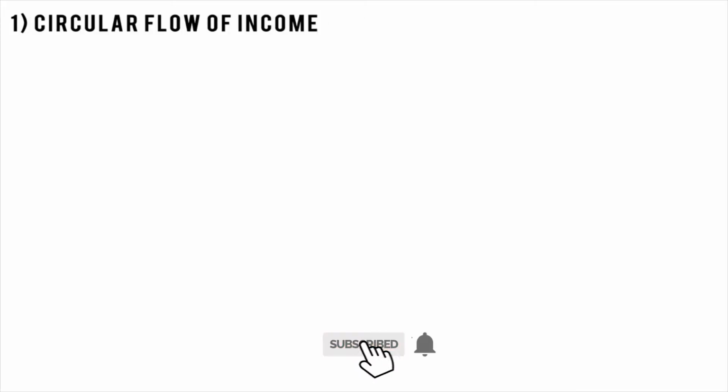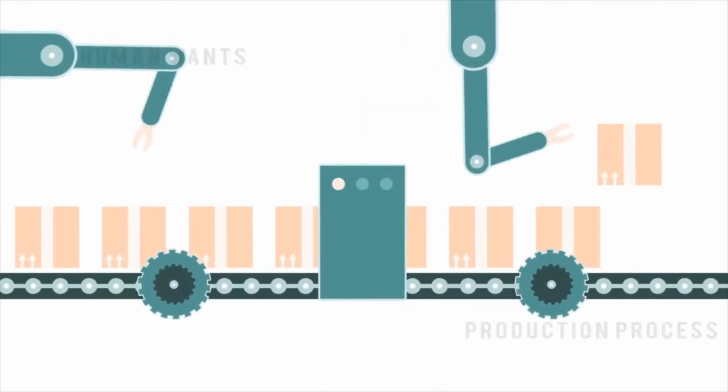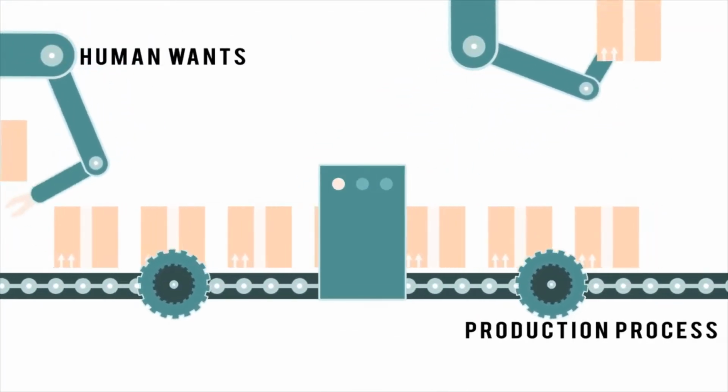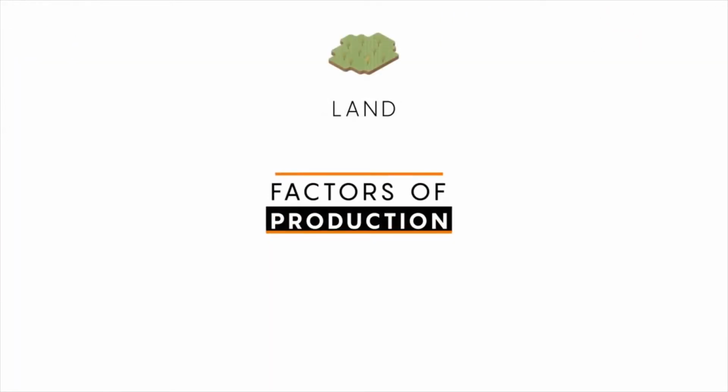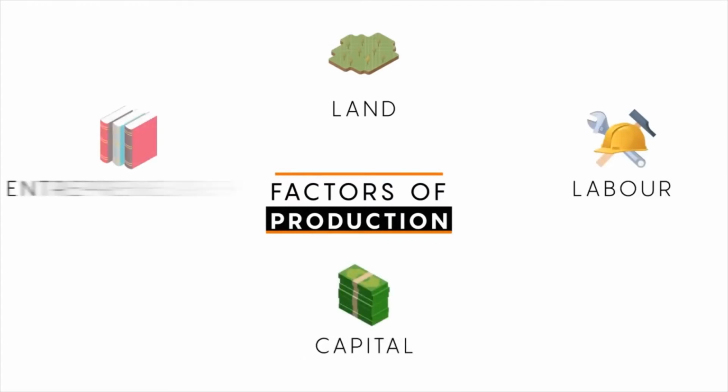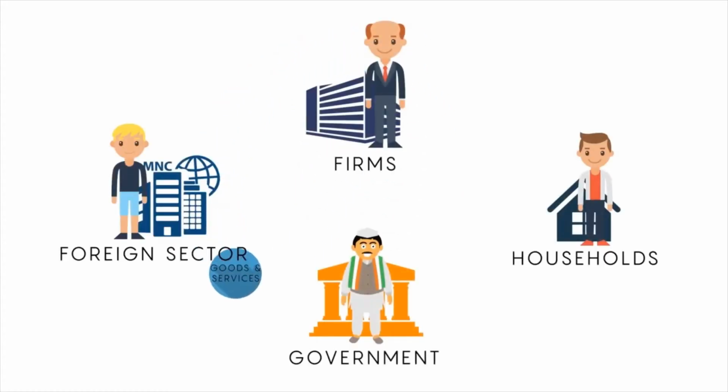Circular flow of income. The unlimited and recurring wants of human beings have made production process a continuous process. In this process, different factors of production such as land, labor, capital and entrepreneurship are combined together for production of goods and services, which flow between various sectors of an economy in a circular flow. Let's understand this process in depth.